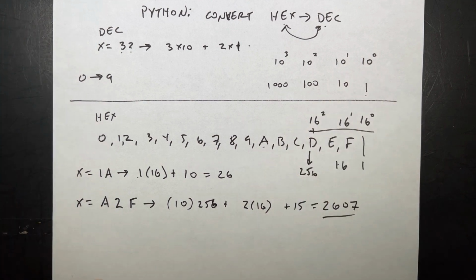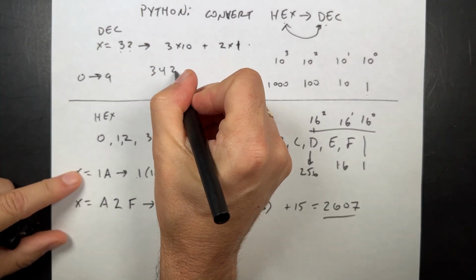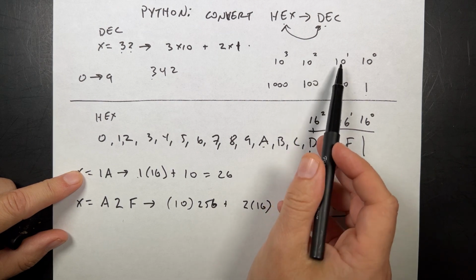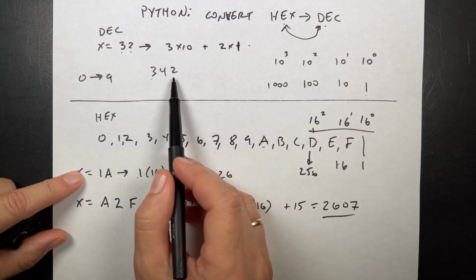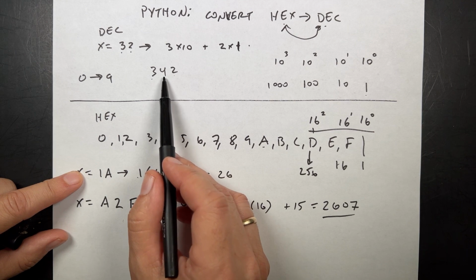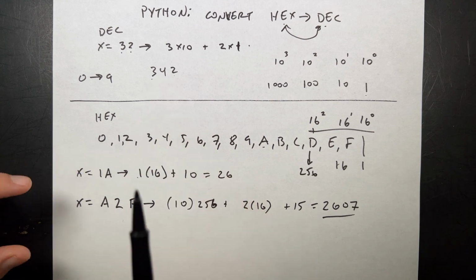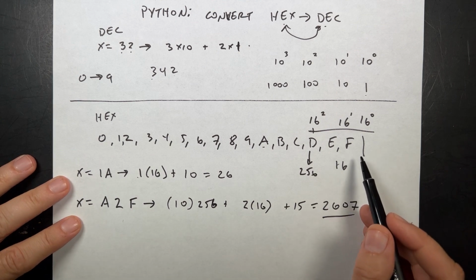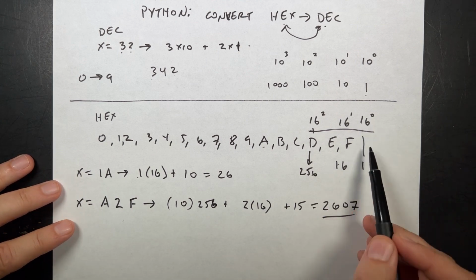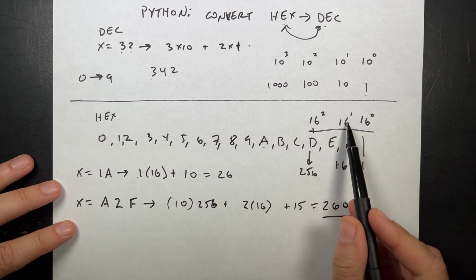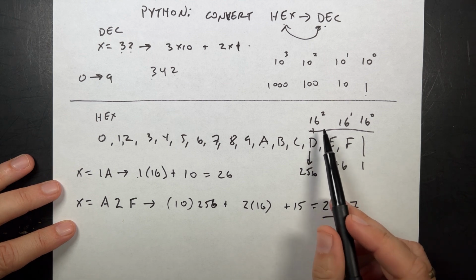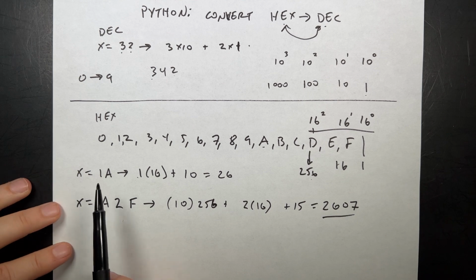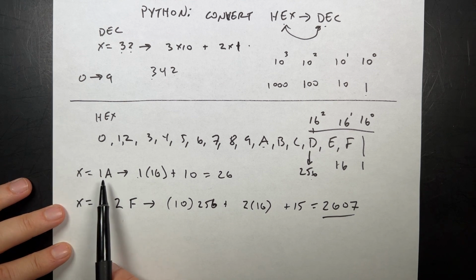So when you write a number like 342, this is the hundreds place, this is the tens place, and this is the ones place. So this really means two ones, four tens, three 100s. Now, in hexadecimal, we actually have 16 numbers. So we have 16 to the zero place, which is one, then the 16s place, and then the 16 squared place, which is 256.